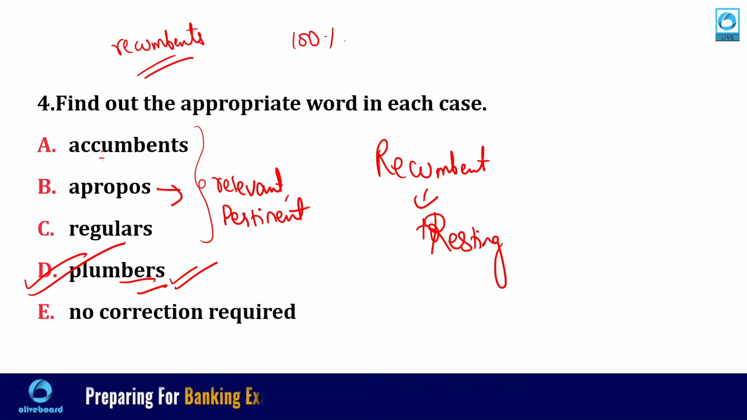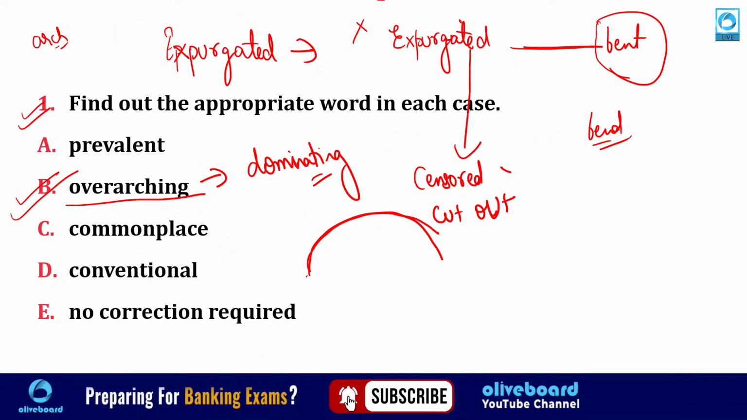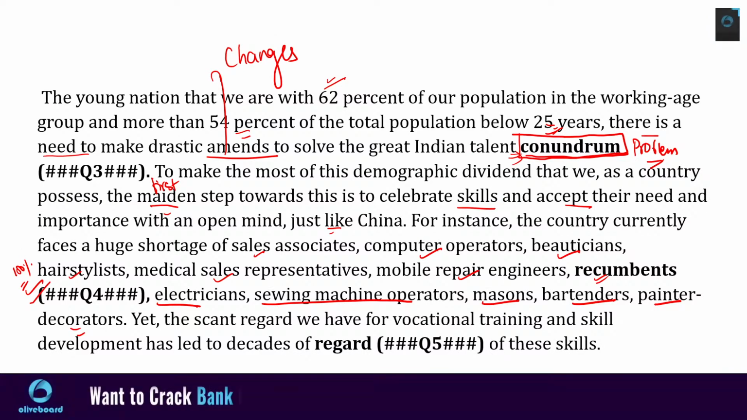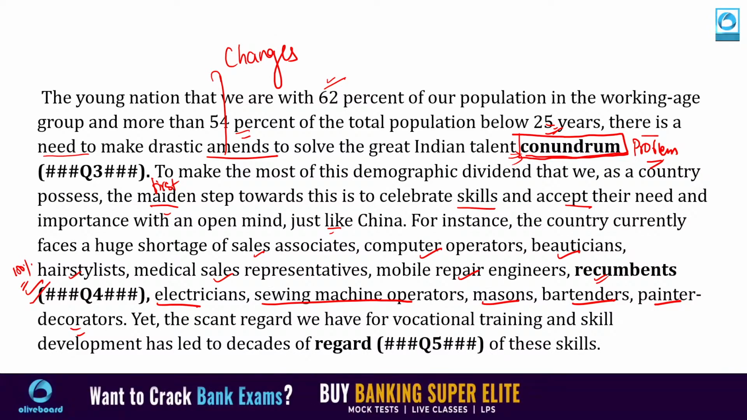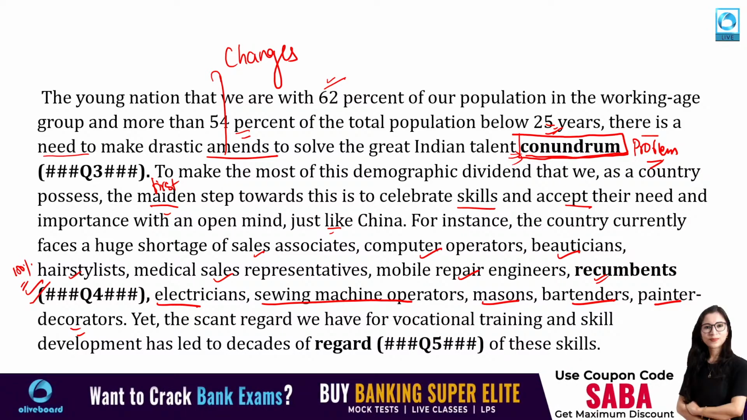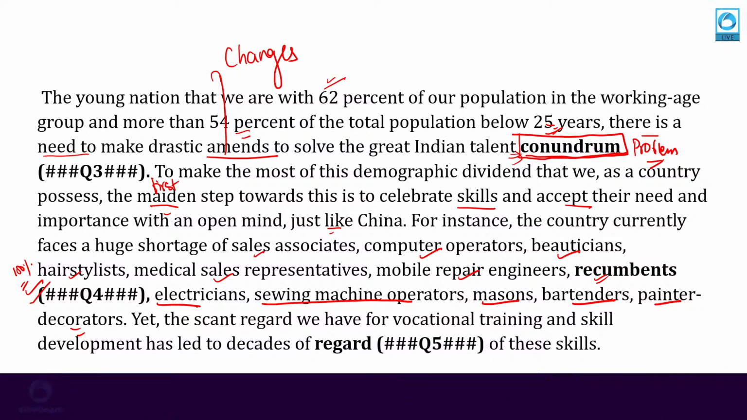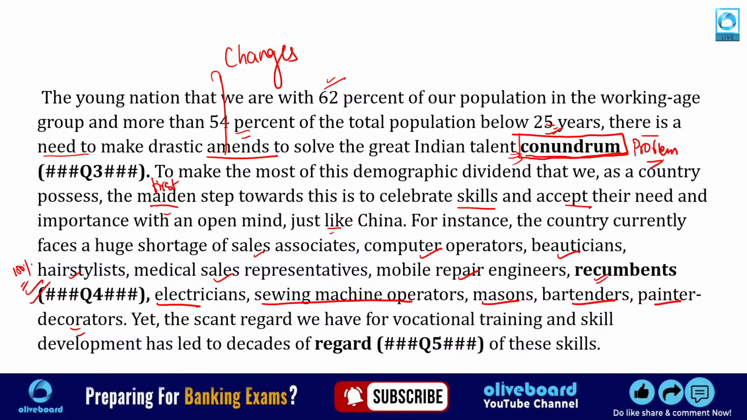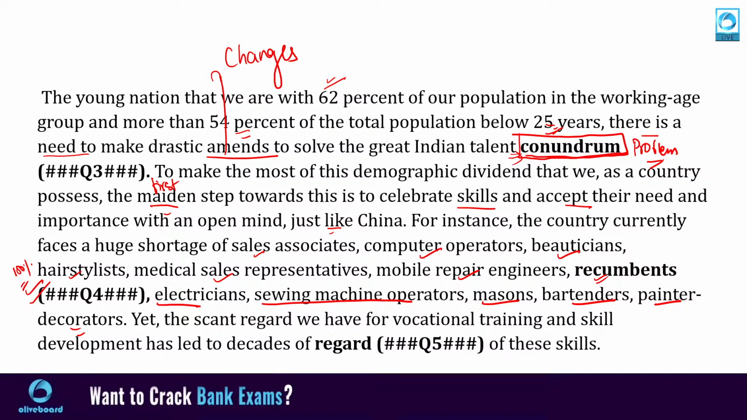Now let's see the last. Last is also easy. This time I also want 100%. Just read, go through the tone. Recumbent can be used as a noun. Lying, resting, can be used like a gerund as a noun. Okay, Rinki? Apropos means relevant. Please, yes, you can ask. Please ask. Whatever you want to ask, please ask.